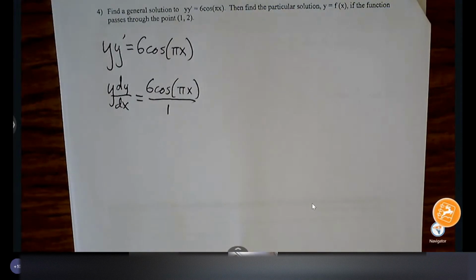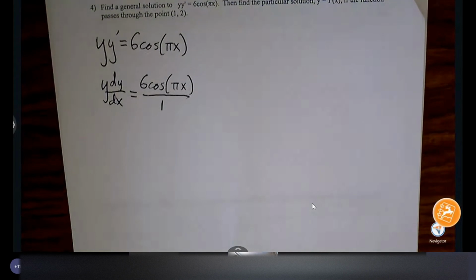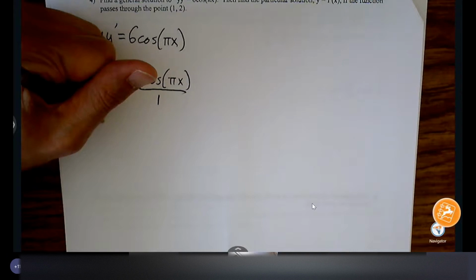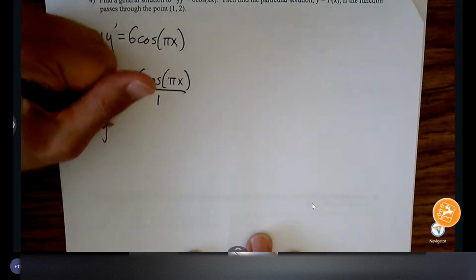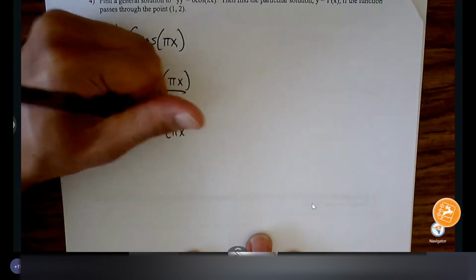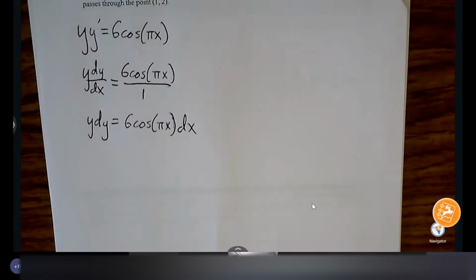Okay, we're going to go ahead and cross multiply. Again, I like to cross multiply, not because it's going to guarantee a separation of variables, but it will make things a little cleaner to look at, not having to look at any denominator here. So y dy equals 6 cosine pi x dx.